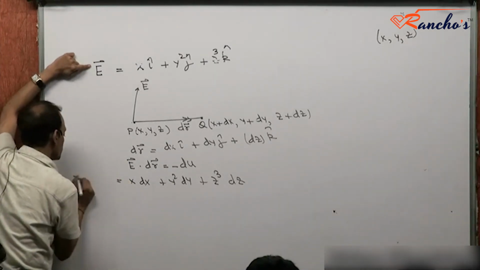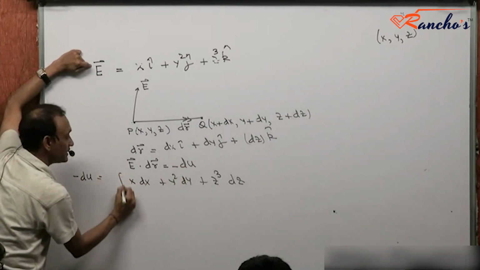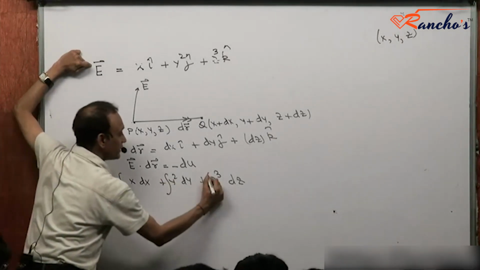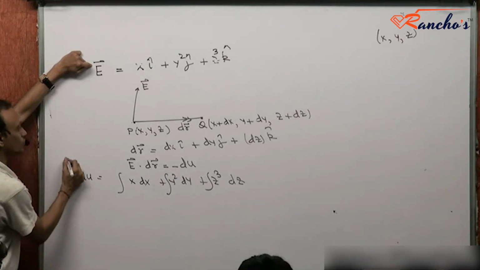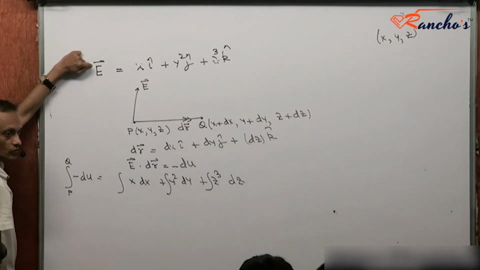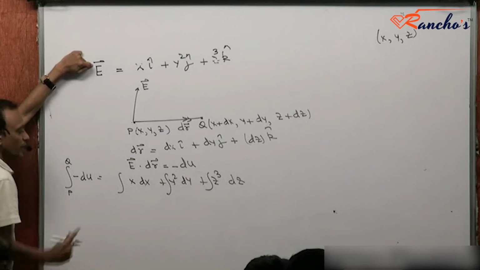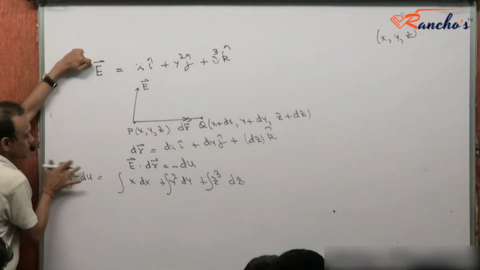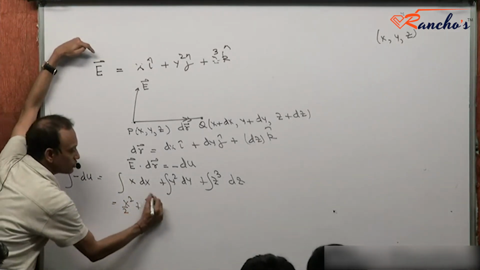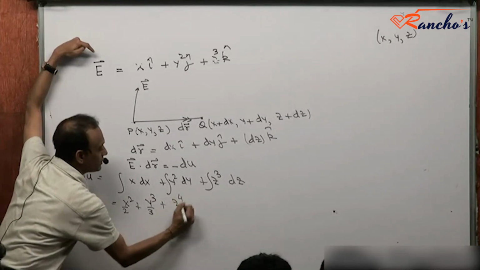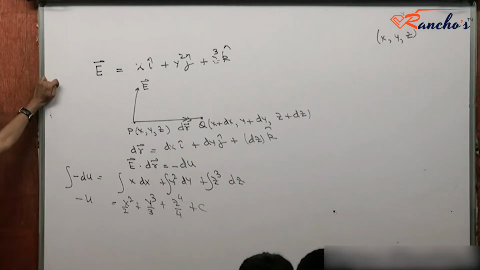That's negative of the change in potential. That's negative, right? So then integrate. That will be negative of the change in potential from P to Q. Yes or no? Now when you integrate, or let's say I'll just calculate this open-ended. This will be x square by 2. This will be y cube by 3. This will be z power 4 by 4. Plus a constant of integration, that will be minus u. Plus a constant of integration.